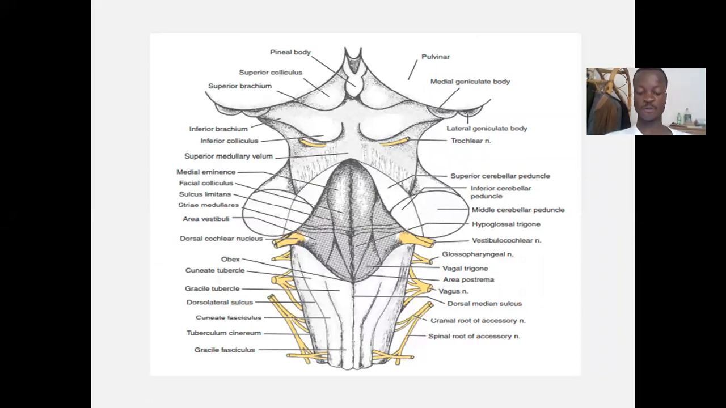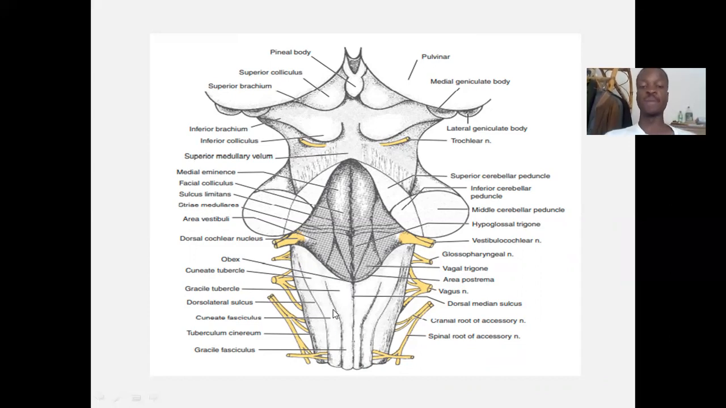Then this is a dorsal view. This is a dorsal view of the brainstem, right? From this region, we can appreciate the presence of the dorsal median sulcus, which is this one, right? Then just lateral to this dorsal median sulcus, you'd expect to have the gracile fasciculus, which is this one, right? This gracile fasciculus, just lateral to it, you also have the cuneate fasciculus.